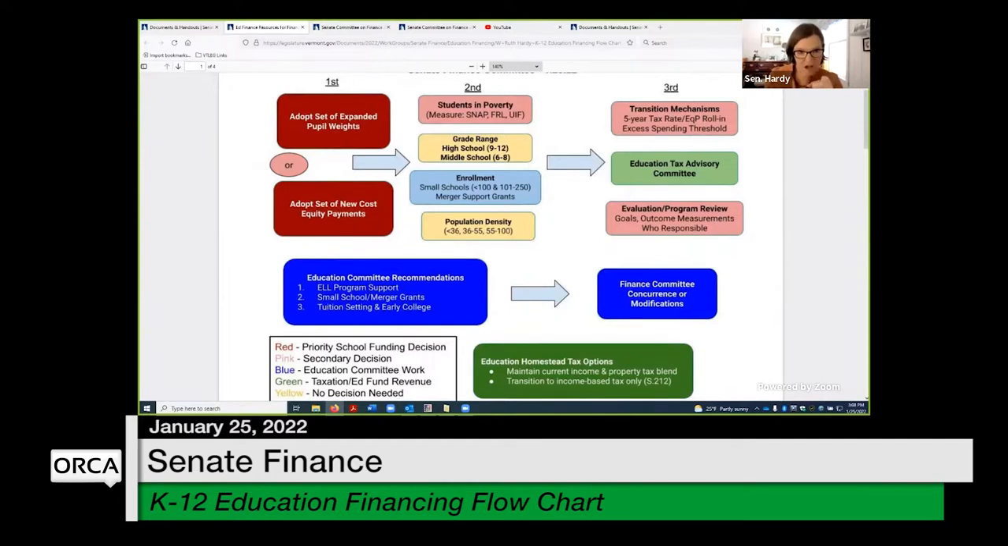And then the second column at the top, just look at the stuff above the blue, all the first kind of set of things. Yeah. The second column are the four categories in which we would be deciding whether to adopt pupil weights or cost equity payments. Right. And those are for students in poverty, the grade range of students, whether high school and middle school, enrollment, sort of size of school, that's small, those are the small schools under 100 kids or 100 to 250 kids, and then the population density.